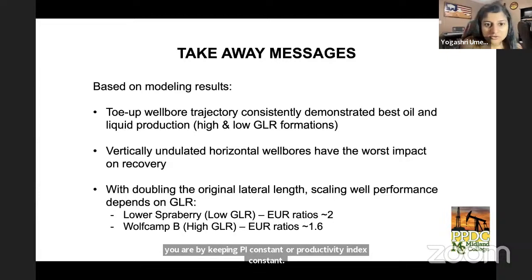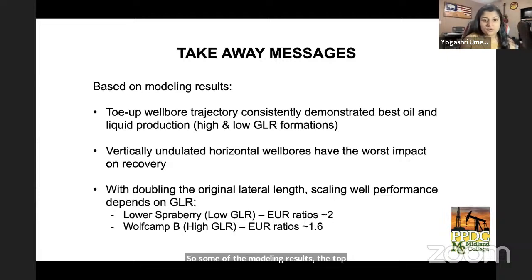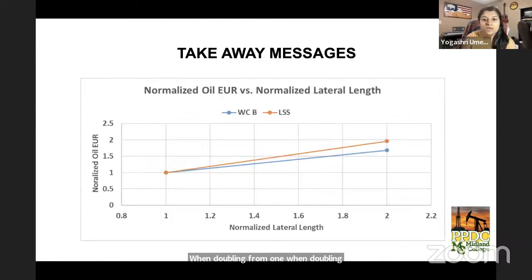Some of the modeling results: the toe-up trajectory had the best oil and liquid production. The more undulations you have, the more liquid holdup and the less likely you're going to have a 1:1 ratio. And the gassier the well, the less likely you'll have a 1:1 ratio. The Lower Sprayberry had EUR ratios of about 2, and the Wolfcamp B had an EUR ratio of about 1.6 when doubling the lateral length. This plot shows that in the Lower Sprayberry, with a normalized lateral length, you have a 1-to-1 ratio of production uplift, whereas in the Wolfcamp B, the production uplift is not 1-to-1.